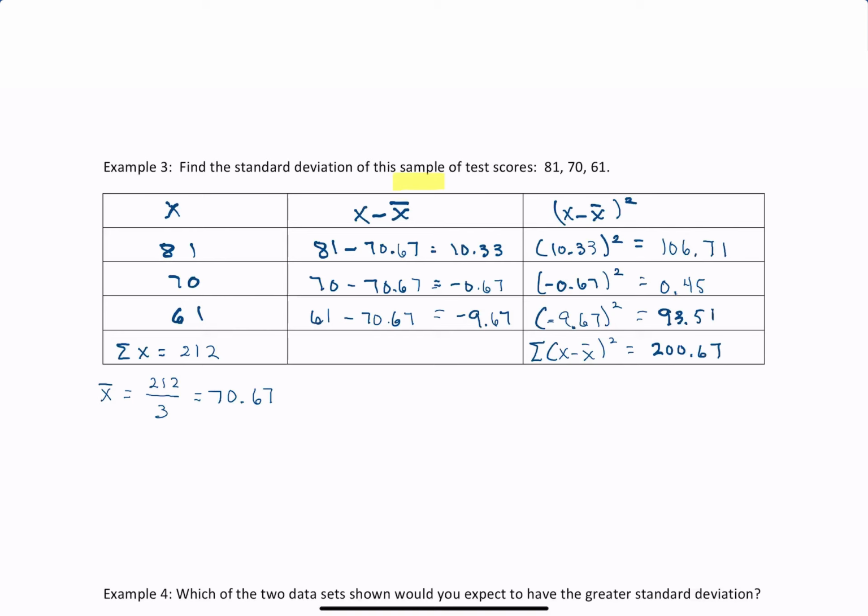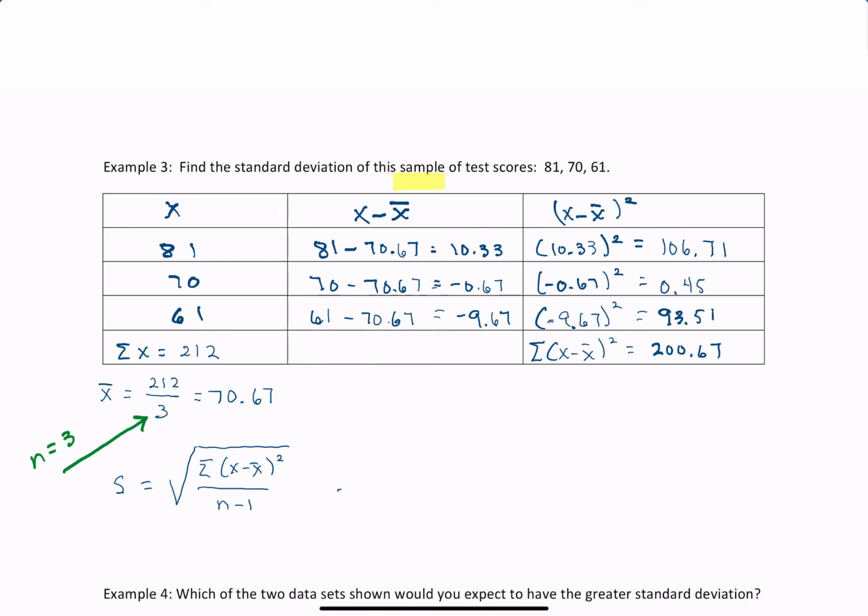Now we've got everything we need to plug into our formula. S equals square root of the sum of the x minus x bar squareds over n minus 1. Now n in this case is 3. Remember we used the 3 when we calculated the average. That's the number of numbers. But in this formula we use n minus 1.